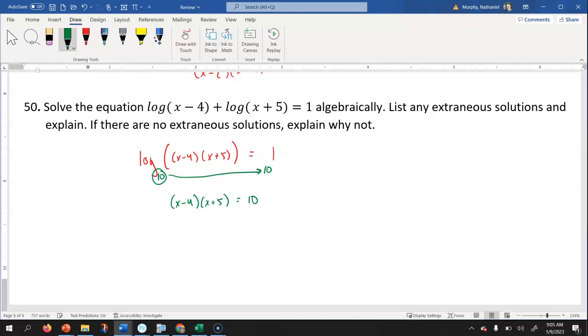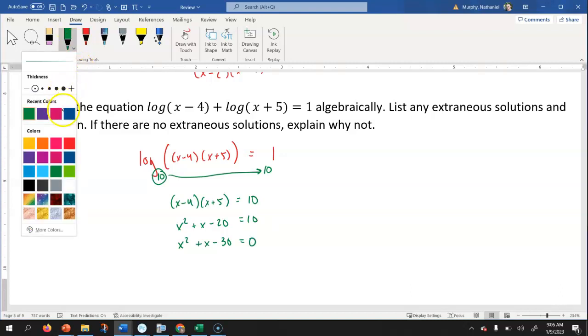And you might say, well, why can't I just set each of these equal to 10? Well, the only time that we can set each of the factors equal to something is if the right side is equal to 0. So we can't do that yet, but we're going to get to that. So if I multiply these together, we would get x squared plus 1x, or just x, minus 20 equals 10. And if I subtract 10 from both sides, we get x squared plus x minus 30 equals 0.